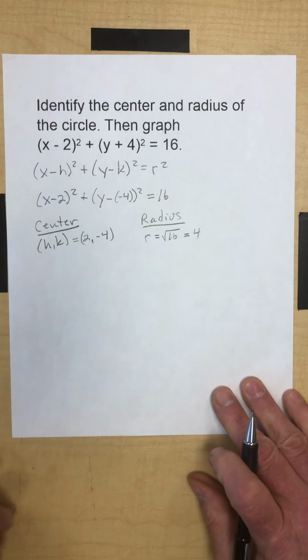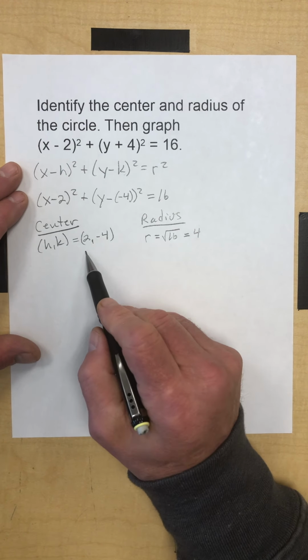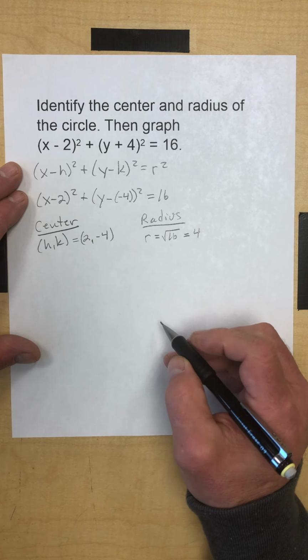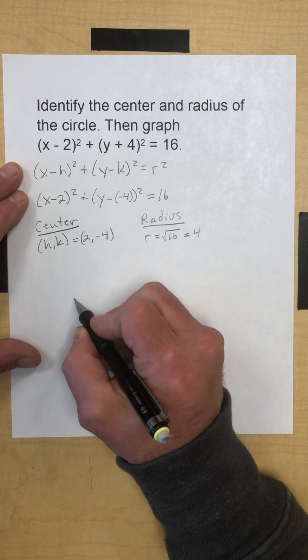All right, so let's see what's going on here. My center, 2, negative 4, that would be down in quadrant 4, I'm sorry, quadrant 4, my fault. So let's see.